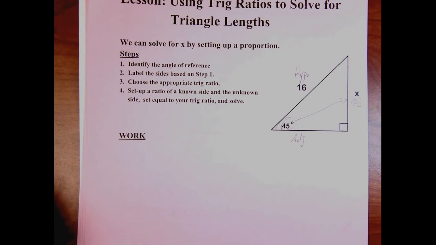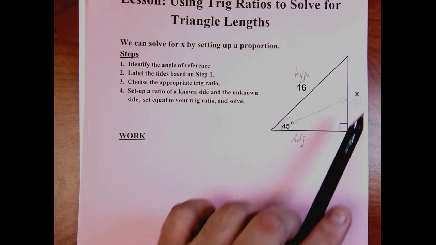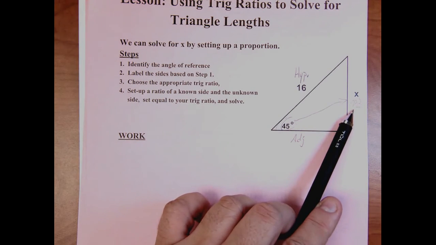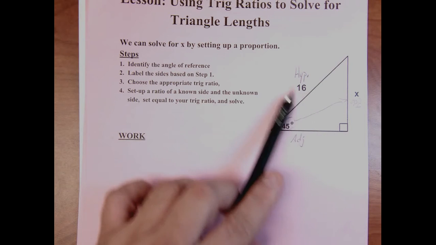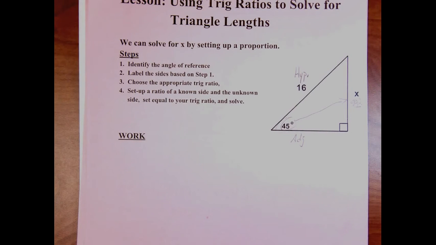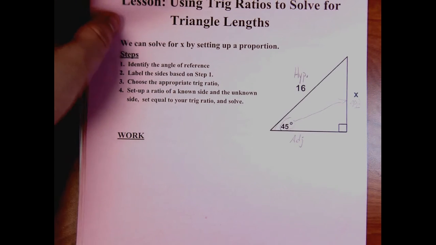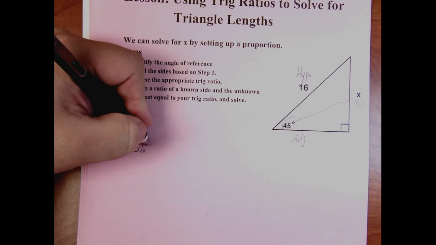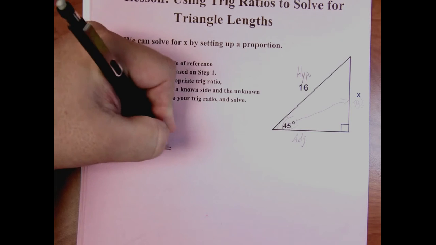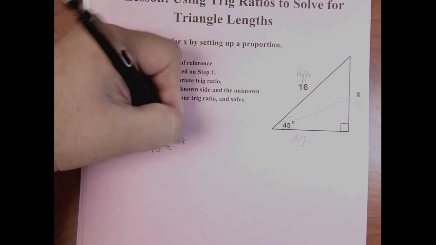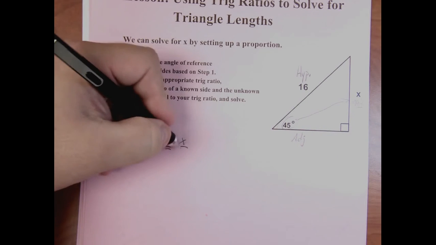Our next step is we need to see which trig ratio we are going to choose in order to solve for the missing side length we're trying to find. Well, we know we need a trig ratio that has opposite, and the only other side we are aware of is hypotenuse. So we need a trig ratio that has the opposite and the hypotenuse in it. So we look back at our notes and we see that that is the sine ratio. So we can say that sine of 45 degrees is equal to the opposite divided by the hypotenuse. So that will be x, that's our opposite side, divided by 16.